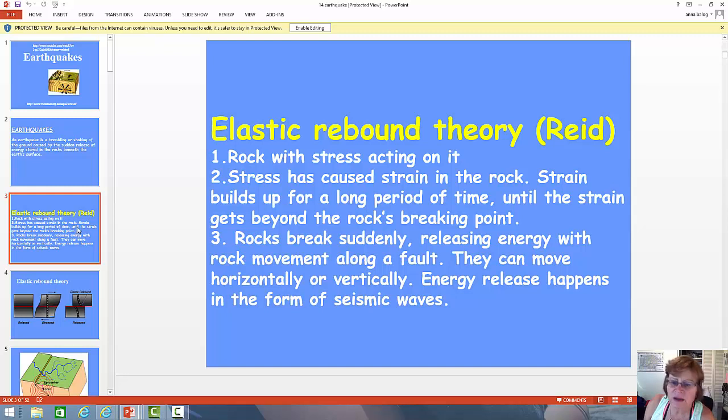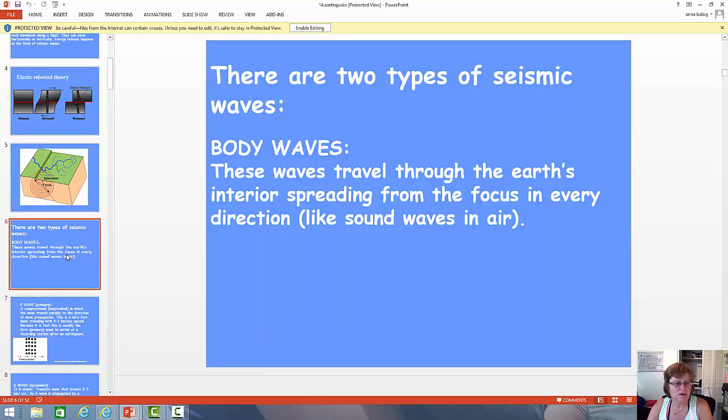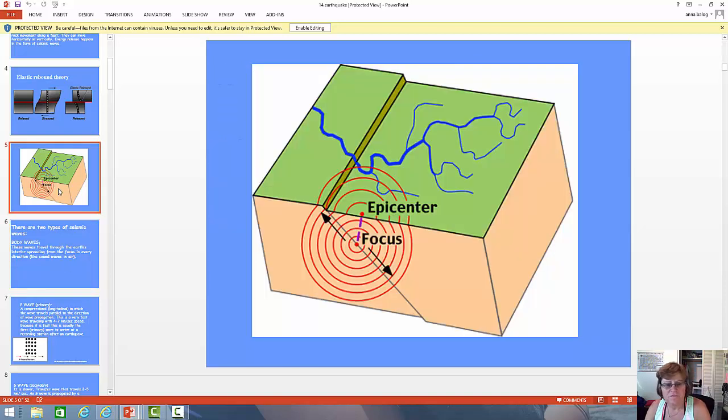You should know the elastic rebound theory, which was made by Reid. And then the important points like the focus, epicenter, and how the seismic waves are going from the focus versus the epicenter. It's kind of important. From the focus, they're going on a sphere, and from the epicenter, they're going on circles, like when you drop a rock in the water.